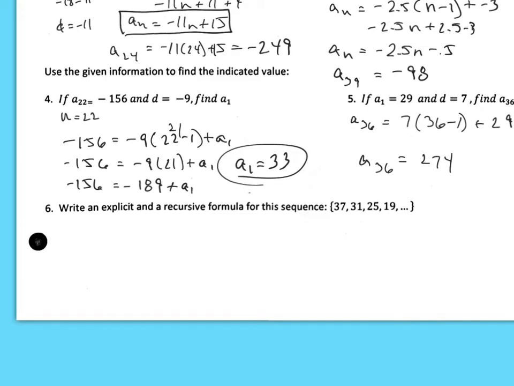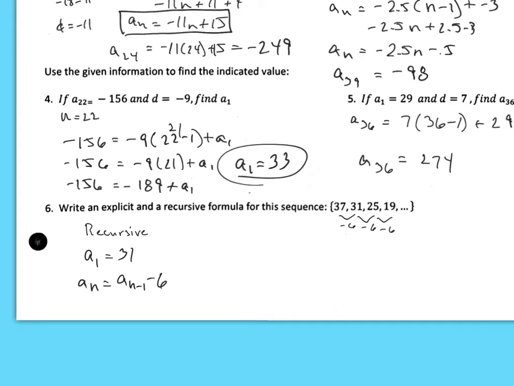All right. So, I'm going to do recursive first. Recursive is based on terms around it, basically terms before it. So it looks like we subtracted 6, subtracted 6, subtracted 6. So we subtracted 6 over and over. So recursive is 2 parts. Your first term, and then all the terms after that, you take the term before it and subtract 6.